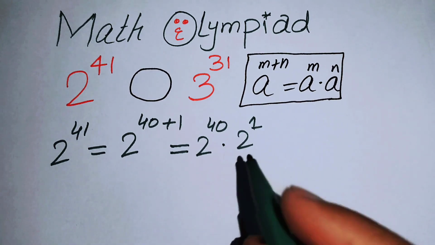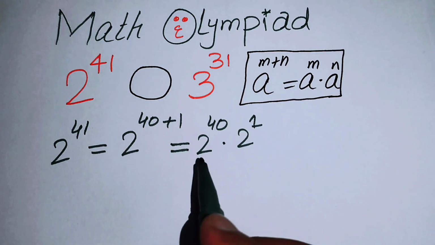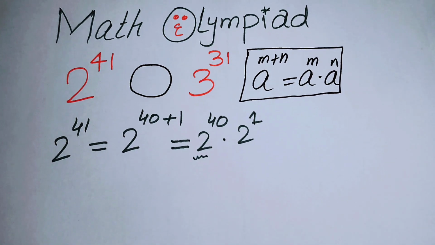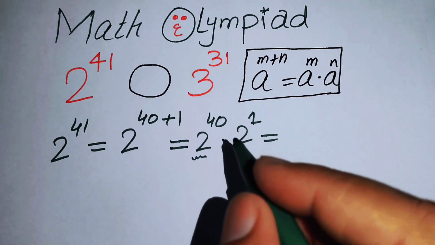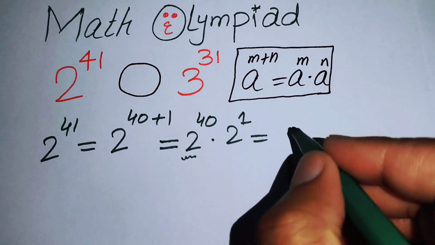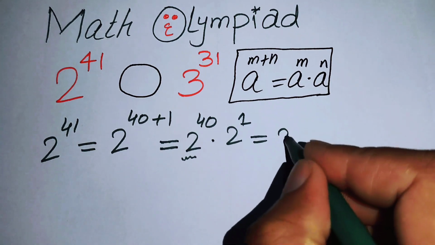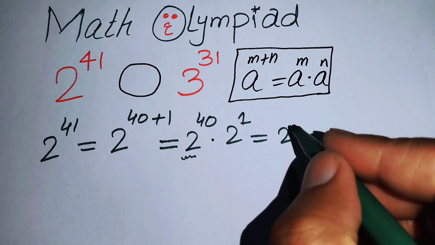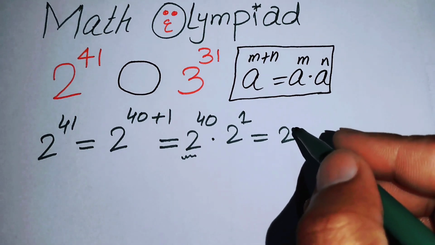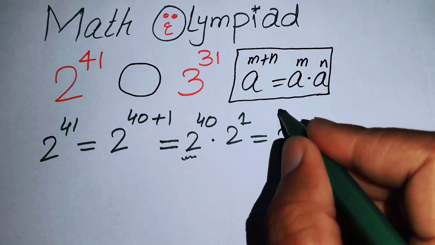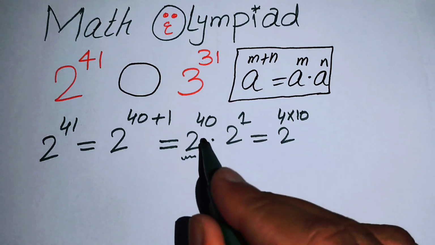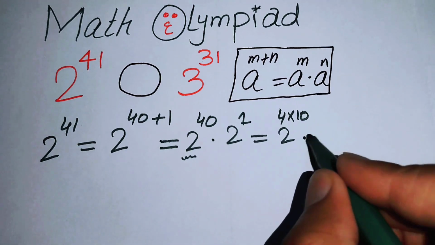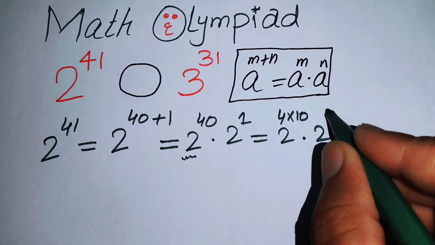After this step we can again rewrite this term. Here you have 2 to the power of 40, and we can write this 2 to the power of 40 as 2 to the power of 4 times 10. So when you multiply 4 times 10, you get the output 2 to the power 40, into 2 to the power of 1.